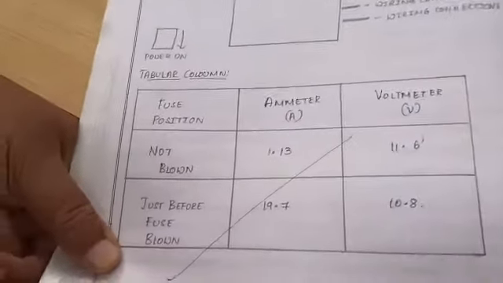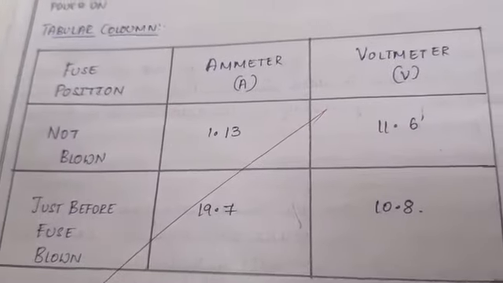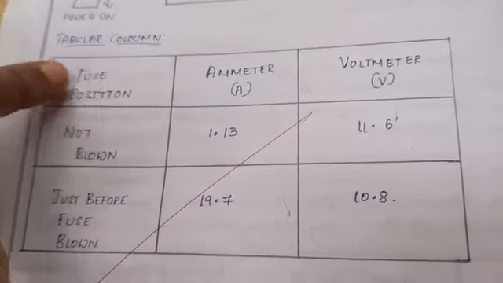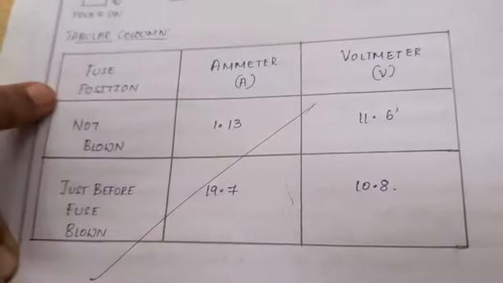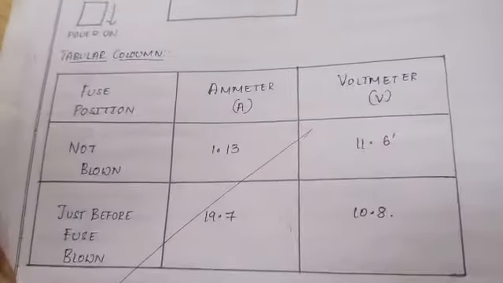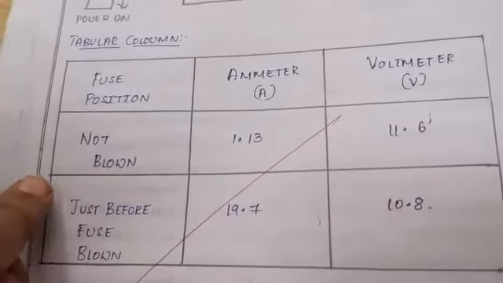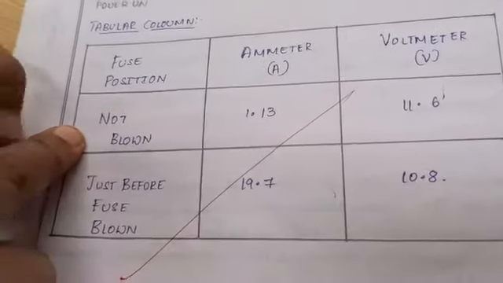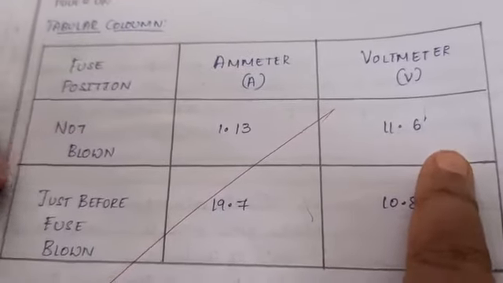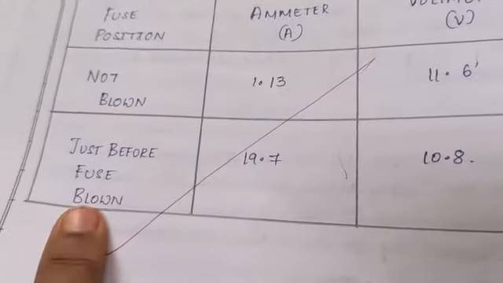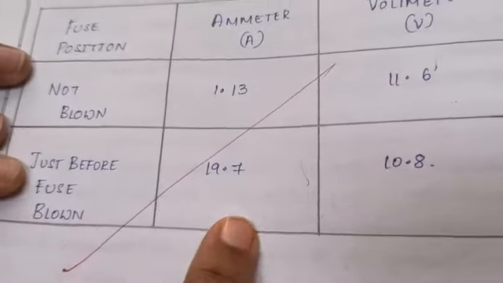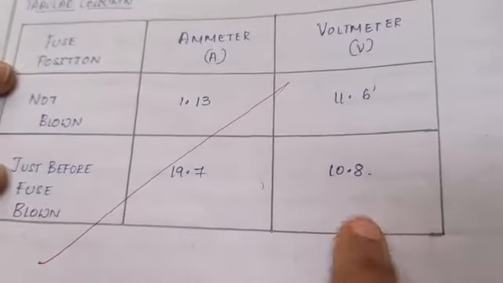Now come to the tabular column. It is almost the same as the MCB tabular column except the first column. Earlier it was MCB position, now it is changed to fuse position. The second column is the same, ammeter reading. The third column is the same, voltmeter reading. In the first column, as usual, you have to take two cases. First case is when the fuse is not blown: what is the corresponding ammeter reading and voltmeter reading? In the second case, just before the fuse blows, what is the ammeter reading and what is the voltmeter reading we have to observe.